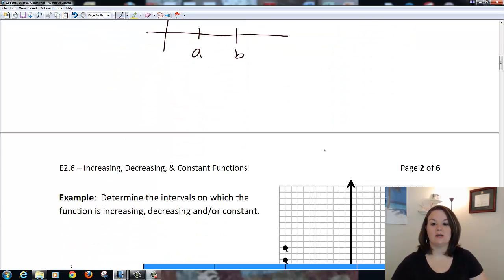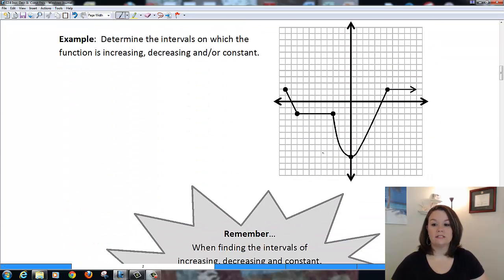So let's go ahead and look at one. This one's already graphed for us. All we have to do is identify where this is increasing, decreasing, and constant. So the first thing I'm going to do is just identify all the points where it changes from one to the other. So notice it's going to change from my first dot to my second dot. My y values are going down, right? My line's pointing down. So this is a decreasing interval.